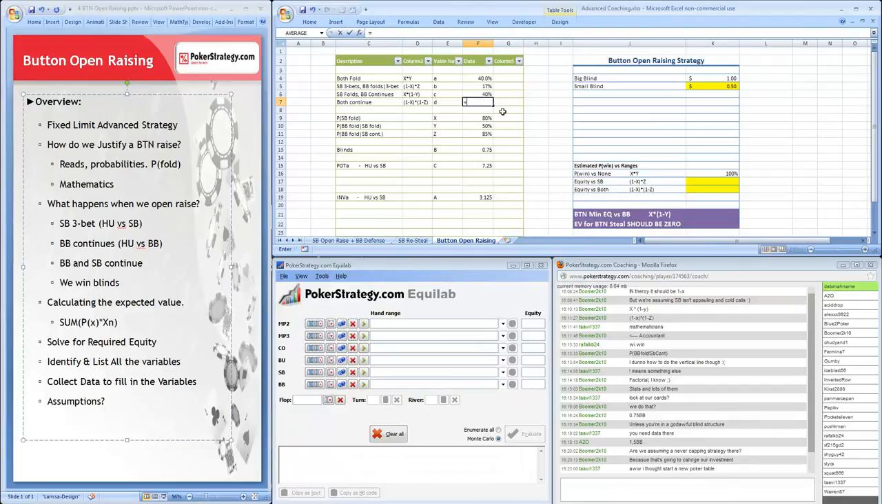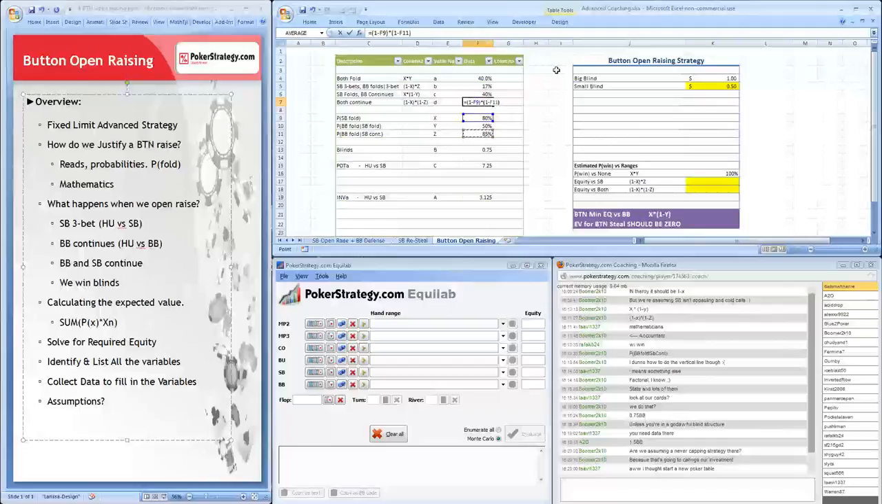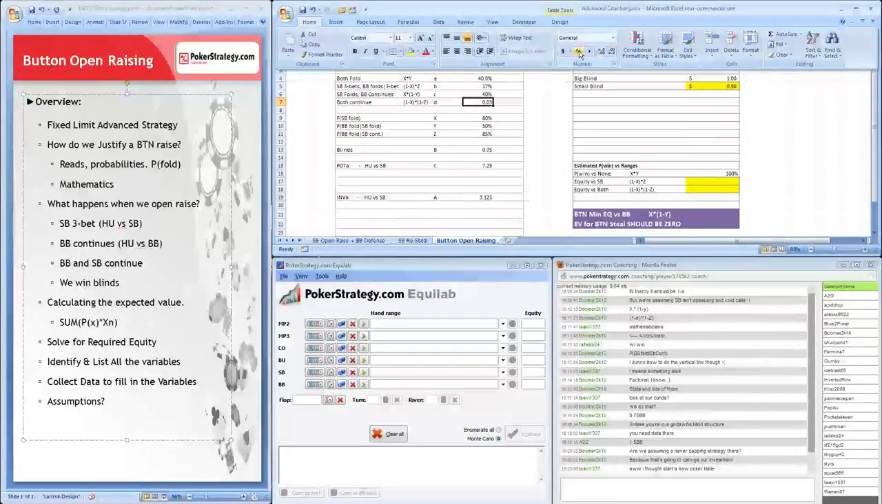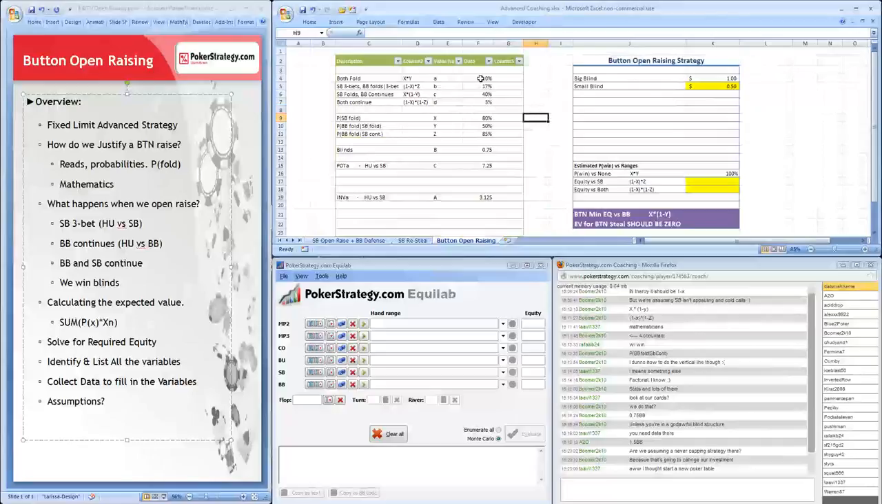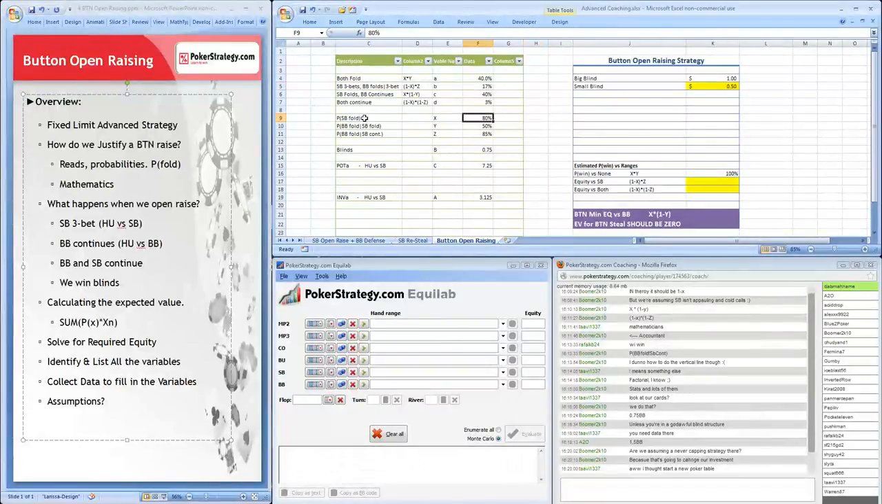Now they both continue. It'll be 1 minus X times 1 minus Z. And this is the extremely rare one, only 3% of the time. Okay. So we have the probability that our opponents continue in different situations. We have the probability of being in one of each of 4 scenarios, right?